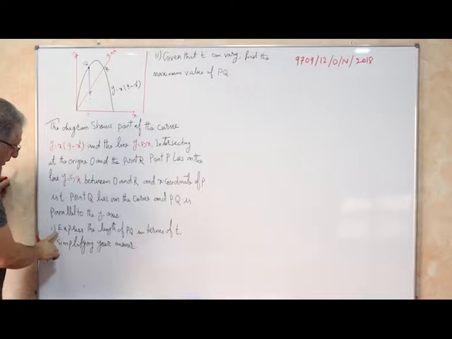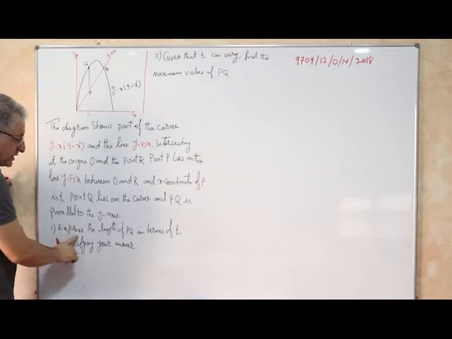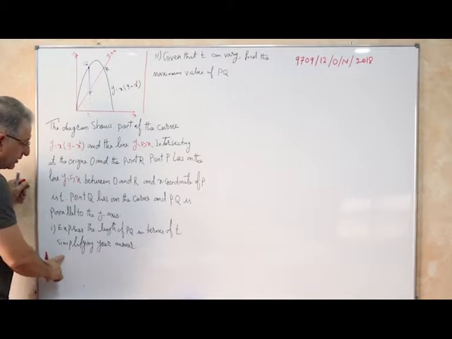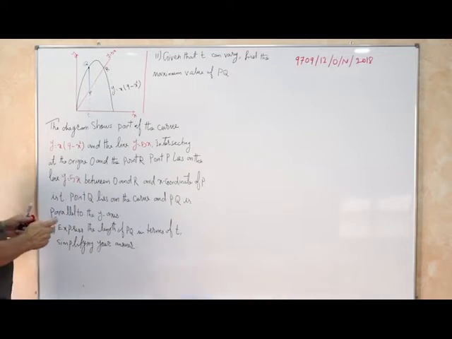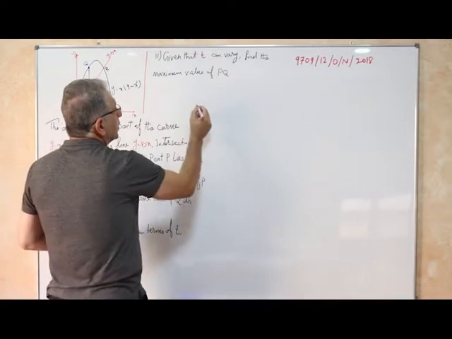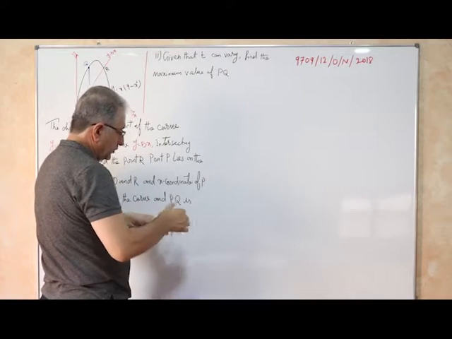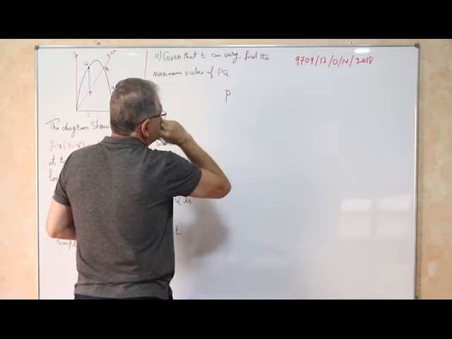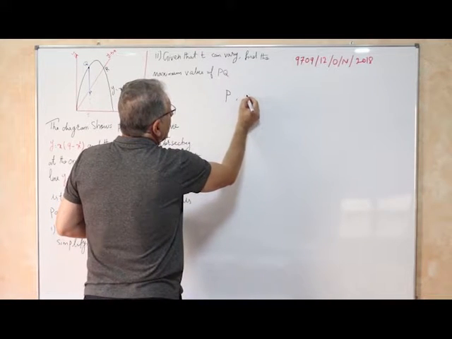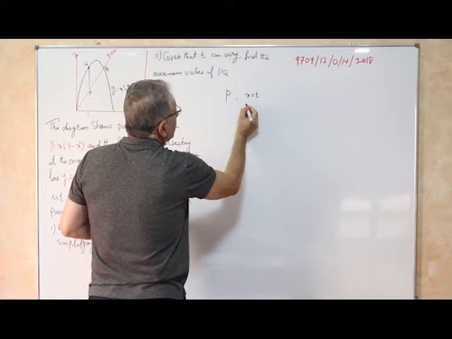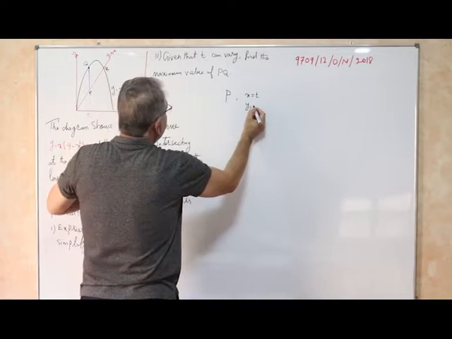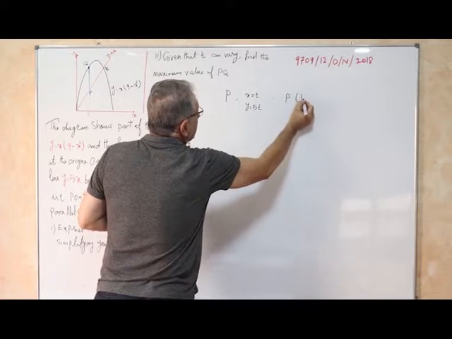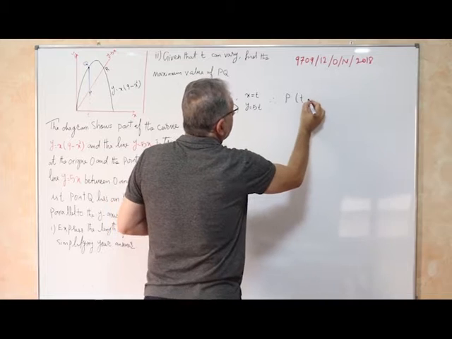Now, he's asking us the first part of the question: express the length of PQ in terms of t, and simplify your answer. Okay, let us see. What is point P? Sorry, let me use the black marker. For point P, x is t, therefore y is 5t, therefore P is (t, 5t).